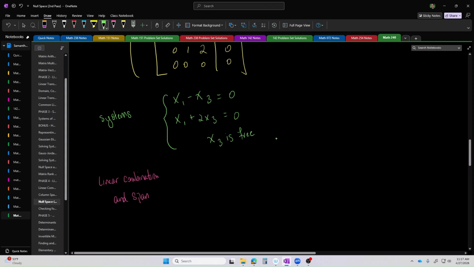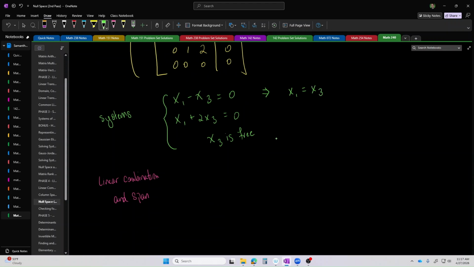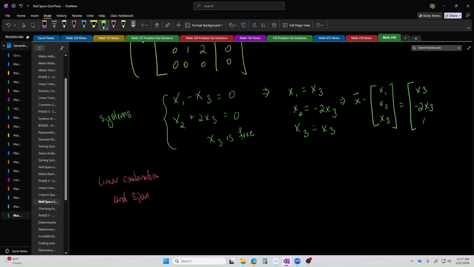If I take the equations in the system and rewrite them, for example, in the format x1 is equal to x3, x2 is equal to negative 2x3, and x3 can be whatever it wants. Let me just say x3 is equal to itself. Notice that this allows me to take the vector x, with its first, second, and third entries, and express the entire x in terms of a single variable. The x1 has to be equal to x3, the x2 has to be equal to negative 2x3, and the x3 has to be equal to x3.